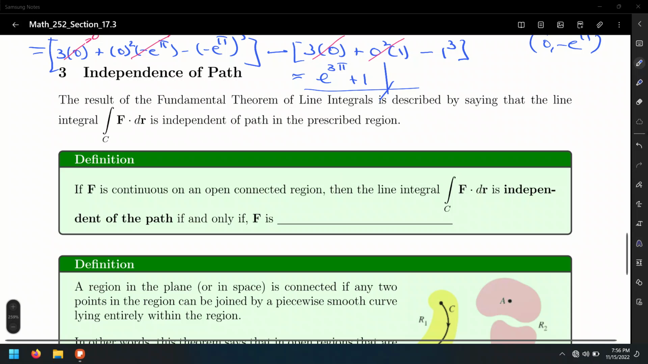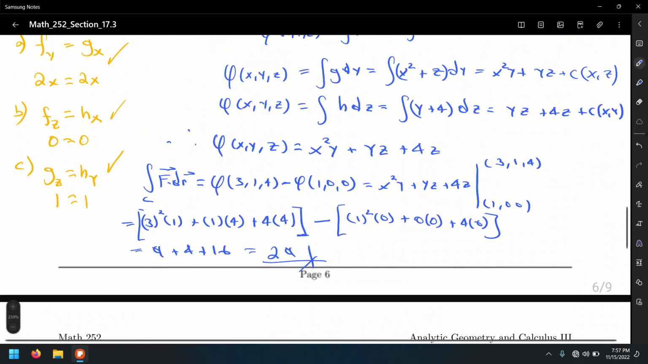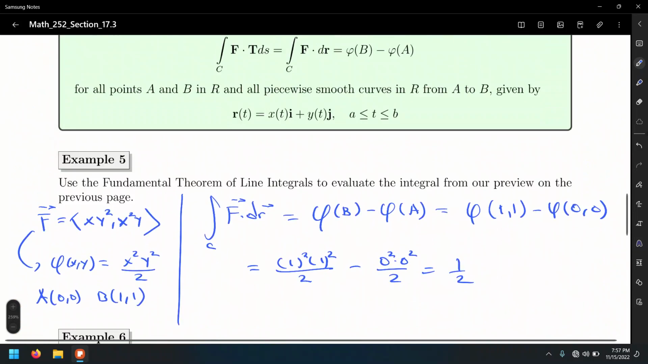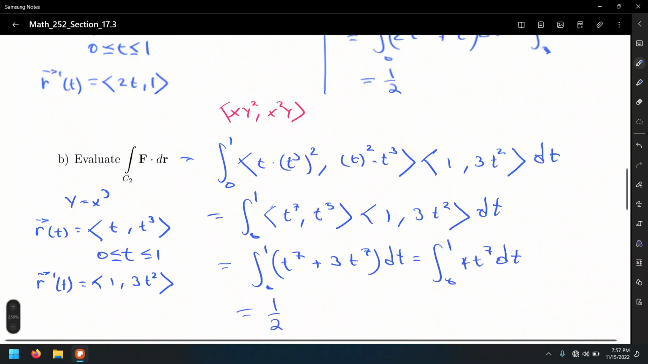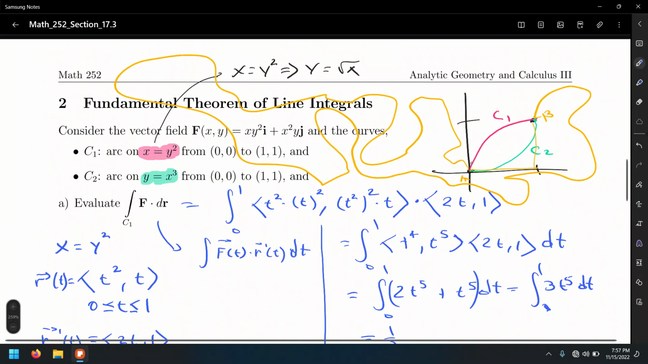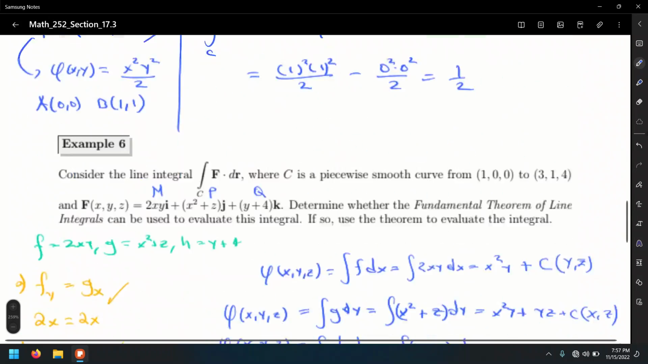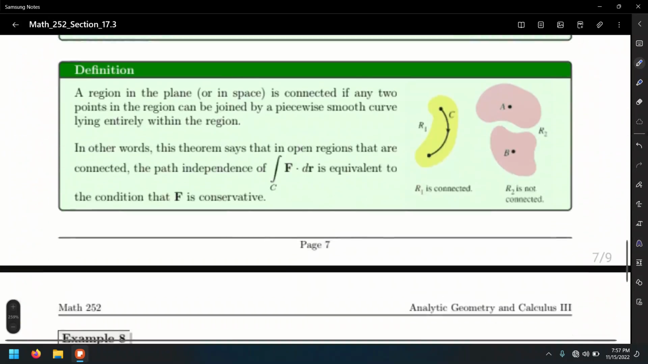Well, this is something I already mentioned: when we know for sure that the vector field is conservative, it doesn't matter what way you choose to go from point A to B. It could be along x equals y squared, or along y equals x cubed, or some other crazy way, even if it takes forever. The vector field is going to do the same work of 1/2 in this case, whenever we know that the vector field is conservative.